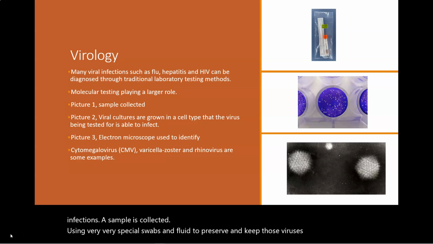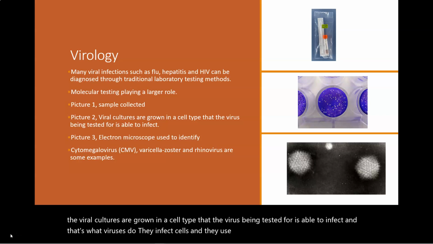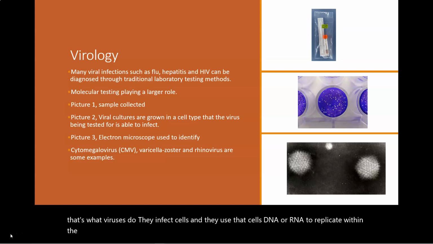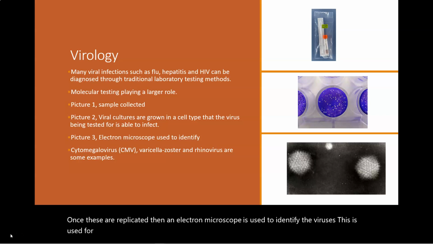In picture 2, the viral cultures are grown in a cell type that the virus being tested for is able to infect, and that's what viruses do. They infect cells, and they use that cell's DNA or RNA to replicate within the cell. Once these are replicated, then an electron microscope is used to identify the viruses. This is used for cytomegalovirus, which can cause a deadly infection in infants, varicella zoster, which causes chickenpox and shingles, and rhinovirus, which causes the cold.